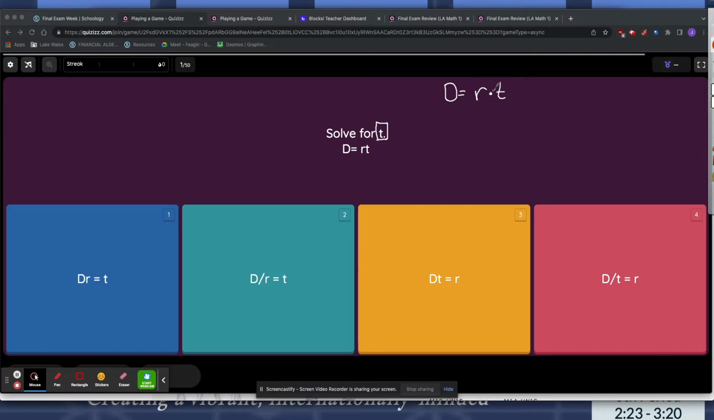So we have to do the opposite of multiplication to get t all by itself. We're going to have to divide by r on both sides. That creates elimination here. R divided by r is that invisible one that nobody brings. And t is going to be equal to d divided by r. No number, so we cannot simplify.